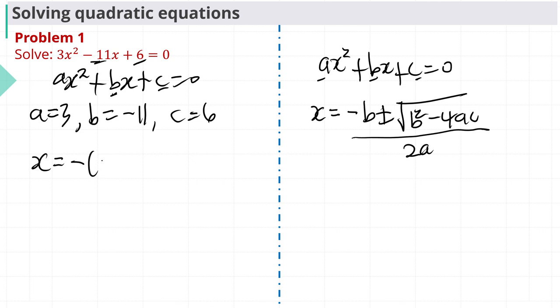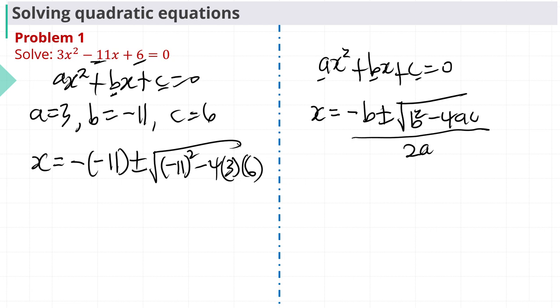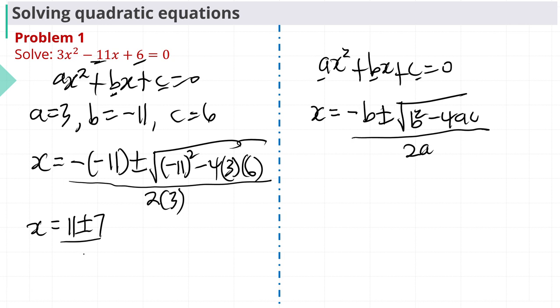Now the b value is minus 11, plus or minus the square root of b squared minus 4ac, 4 multiplied by the a value multiplied by the c value, all this divided by 2a, and this reduces to 11 plus or minus 7 divided by 6.